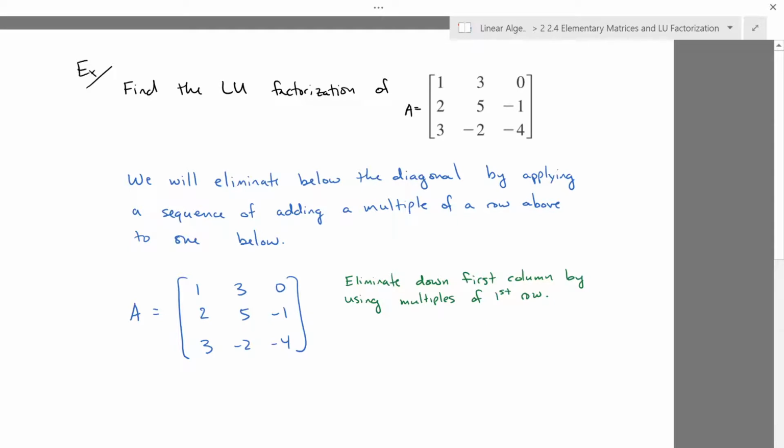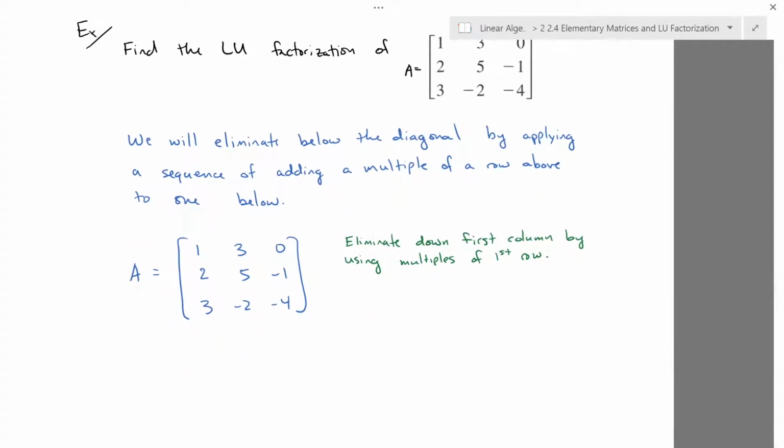So we need to eliminate the entries below the diagonal, right? It's going to be these three entries here, by applying a series of the third type of row operation, right? So the row operation where you're adding a multiple of a row above to one that's below.